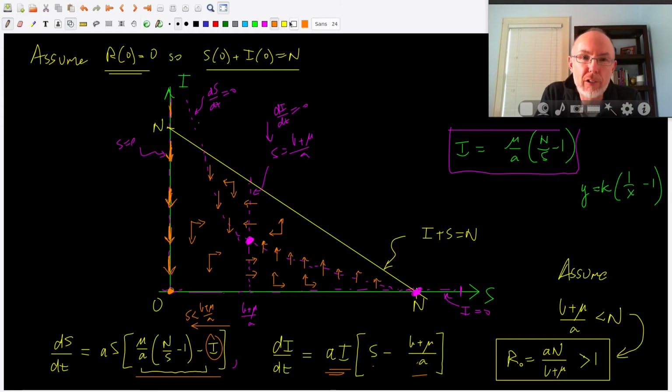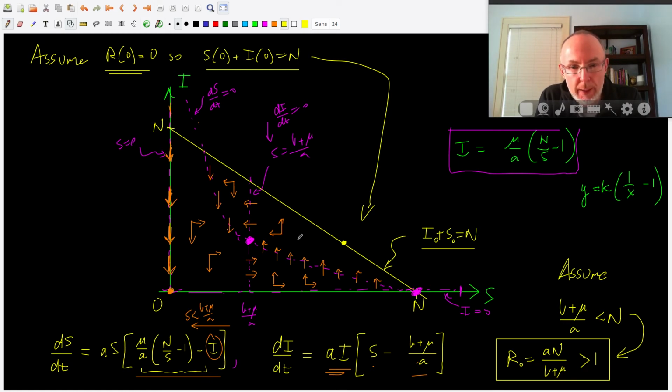How do we fit trajectories into that? Well, think about starting along this curve, because this is where our initial condition lies. Our initial condition has to be on the curve I plus S equals n, because initially those two things together add to n. But if I'm in this region, then I must be moving left and up. So moving left and up, my curve has to go something like this, until I get to that line where I have to be moving flat.